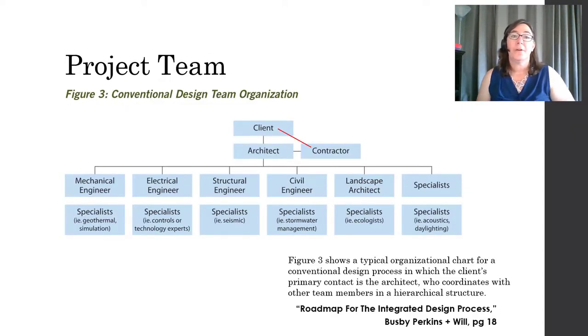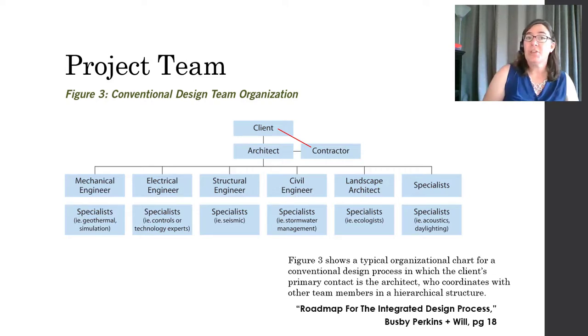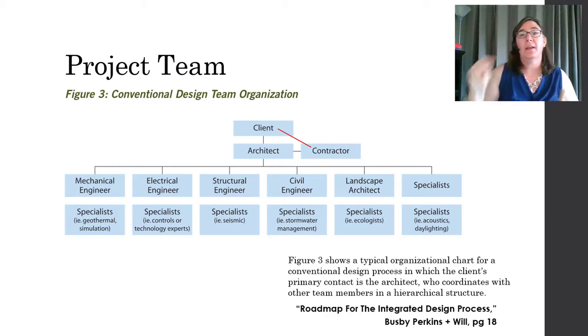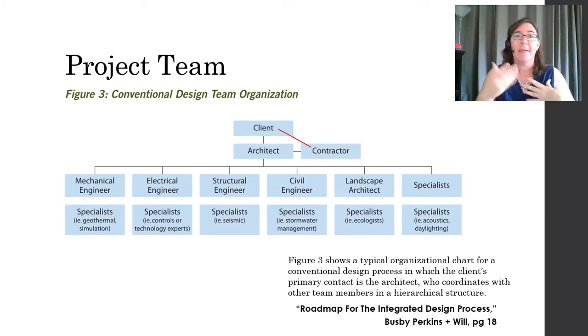Let's take a look first at the conventional or traditional design process and how that team is organized. In this process, the client's primary contact is going to be the architect, all right? And this particular graphic did not connect the client and the contractor, but I've added a little red line there just to let you know that that is also a strong connection. Right? There's communication between these three primary team members.